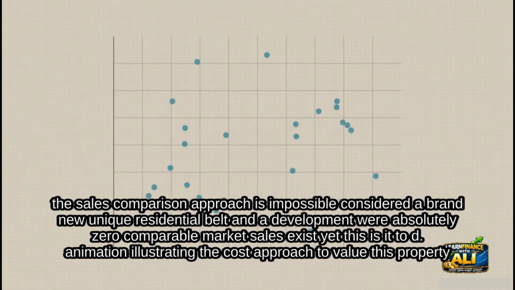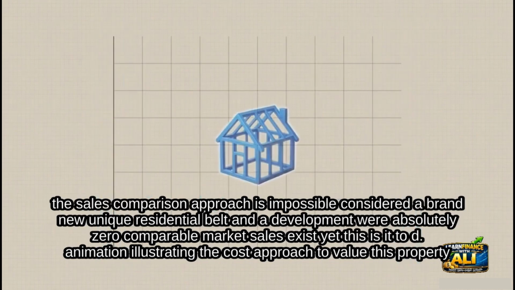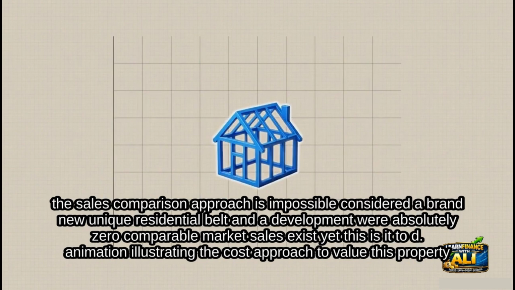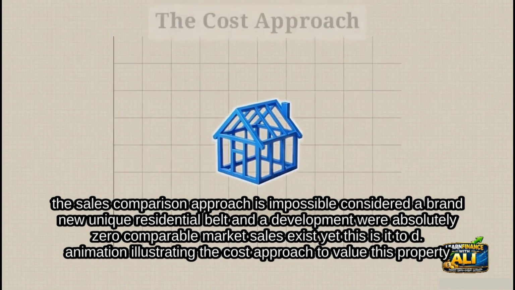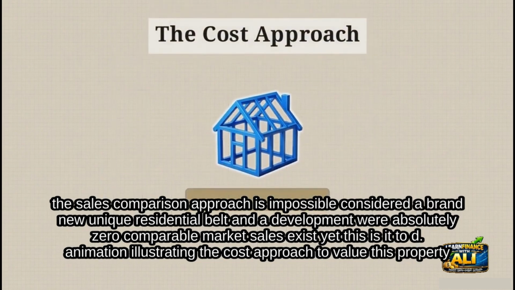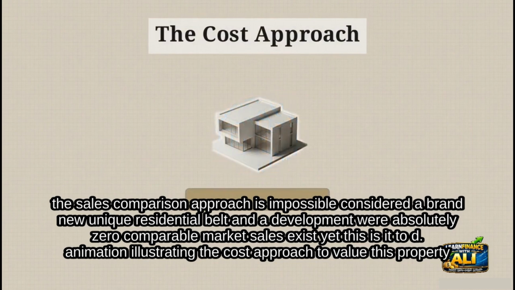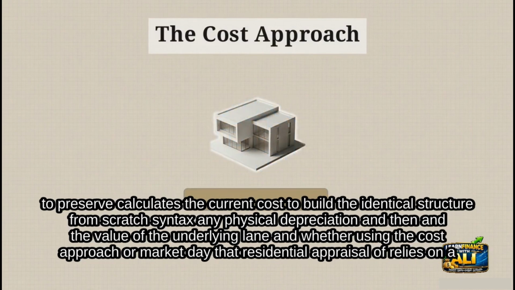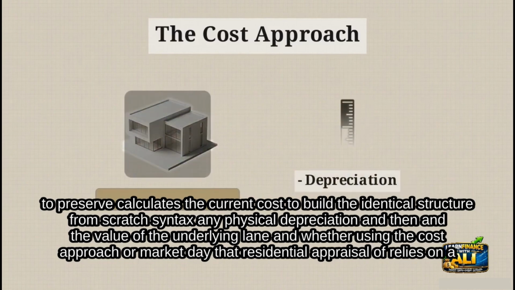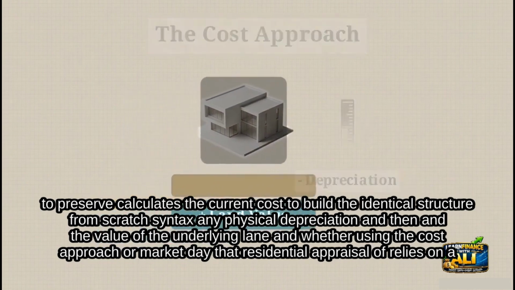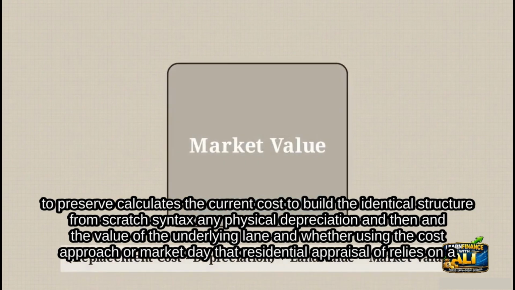But what happens when the sales comparison approach is impossible? Consider a brand new, unique residential build in a development where absolutely 0 comparable market sales exist yet. This is a 2D animation illustrating the cost approach. To value this property, an appraiser calculates the current cost to build the identical structure from scratch, subtracts any physical depreciation, and then adds the value of the underlying land.